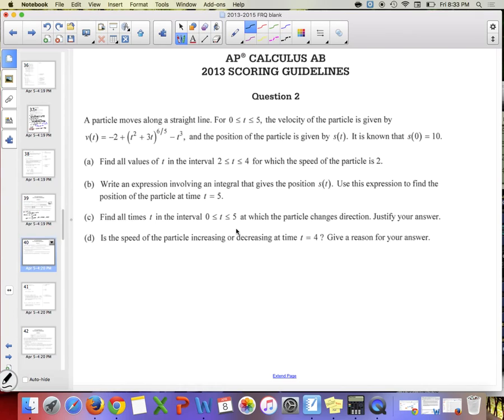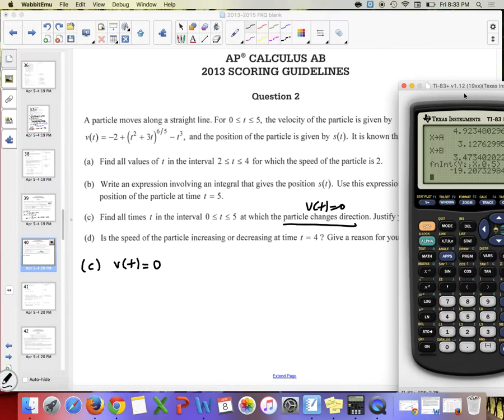Go to where there's more room. It says find all times t in the interval 0 to 5 at which the particle changes direction. So when something changes direction, we need to find when v of t is equal to 0. We need to find when our velocity is positive and when it's negative. All right, so we write that: v of t is equal to 0. And we have our velocity function that's already in for y2.